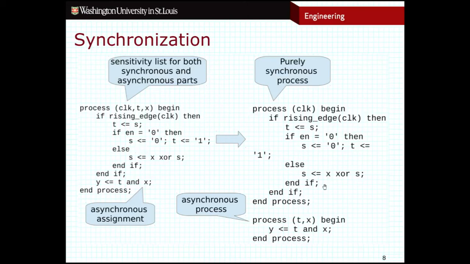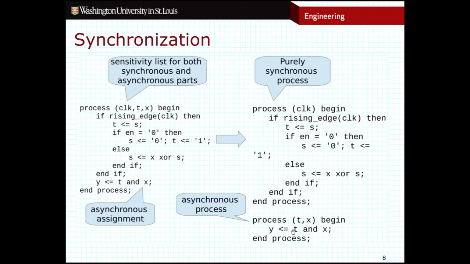On the right-hand side, we actually see the same exact code, but this time I've split it up. And now it's in two processes. I've got one process that's entirely synchronous. I know it's entirely synchronous because the process depends only on the clock. The sensitivity list only contains the clock. And you can see the logic then for the synchronous portion of our circuit.